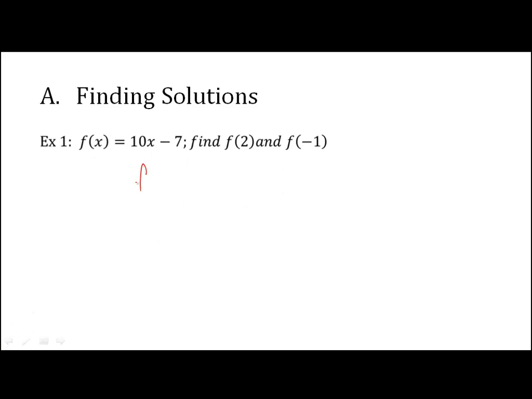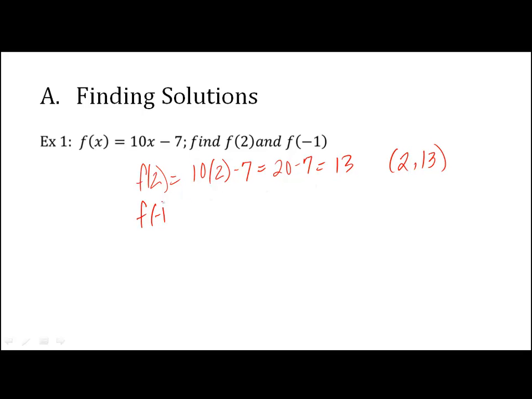First, I'm going to find f of 2, which means I plug in a 2 for x and solve it. 10 times 2 is 20, minus 7 is 13. So, my answer is an ordered pair. The x value is the 2 that I plugged in, and the 13 is the y value I got when I solved.